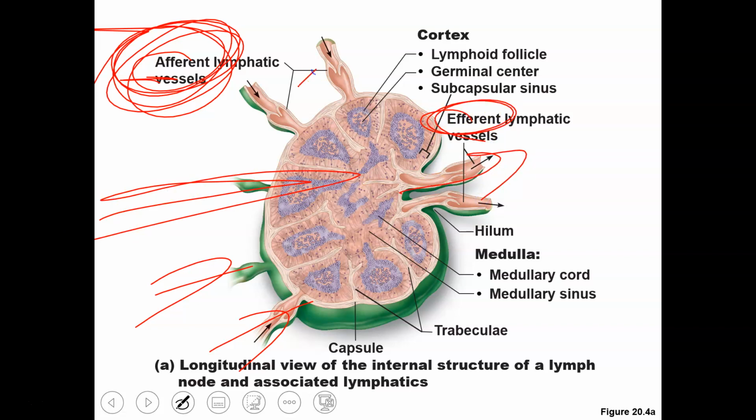Now notice that there are 1, 2, 3, 4, 5 afferent vessels, but only 2 efferent. That means that more is coming in than is going out. It takes longer to get out than it did to get in. That's great because that gives time for that fluid to get worked and filtered through this system, where we find these cells of the immune system and things that are going to grab on the stuff that doesn't belong.